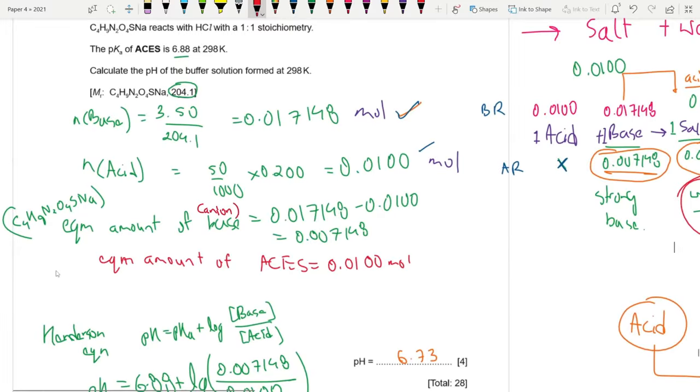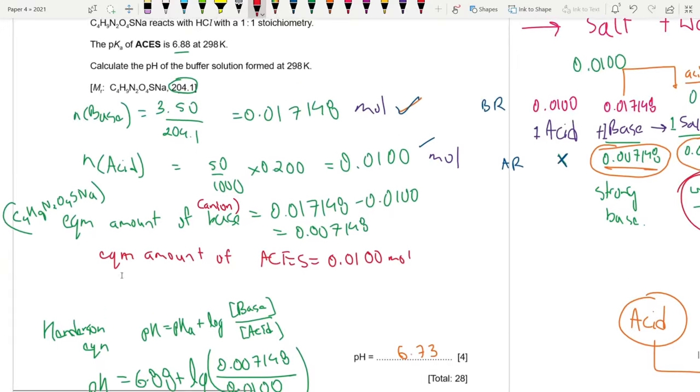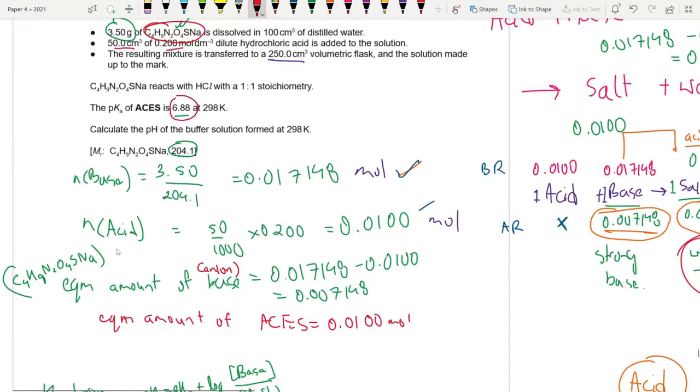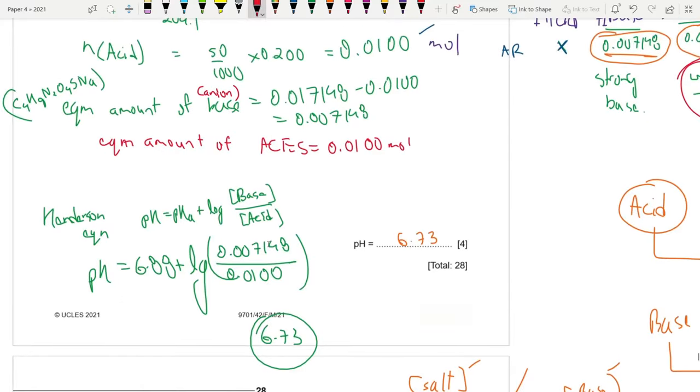Now to find the pH of the solution you have two ways. You can either opt for the Henderson-Hasselbalch equation, which is pH is equal to pKa plus log base by acid. So pH is equal to pKa. You have the value of pKa given, 6.88, plus log 0.007148 over base divided by acid, this is your acid essentially, divided by 0.0100. If you solve this using the calculator, you're going to get your answer as 6.73.